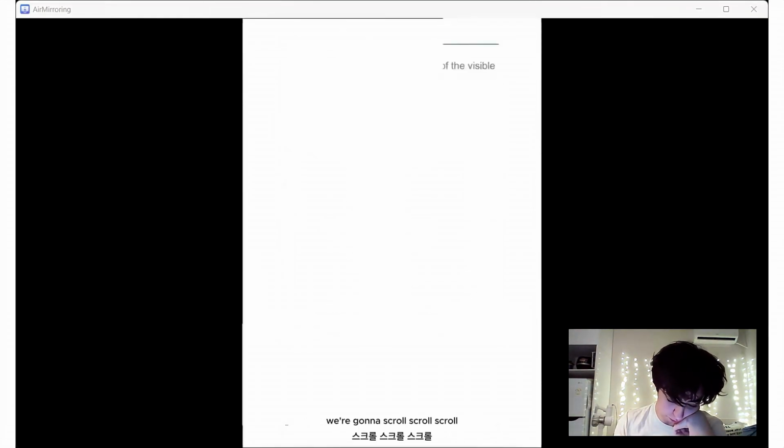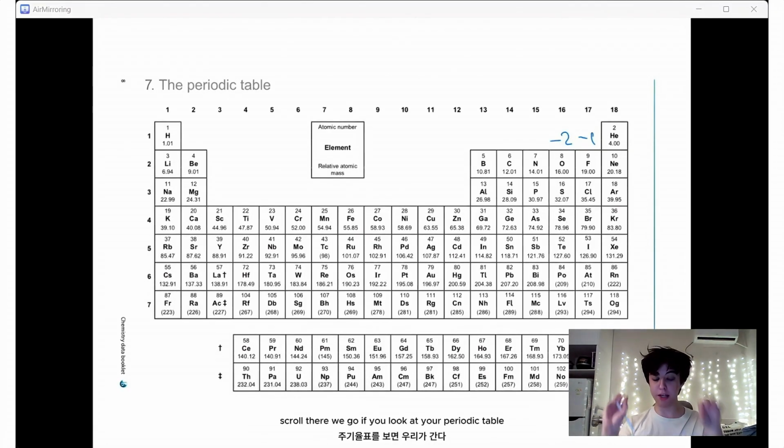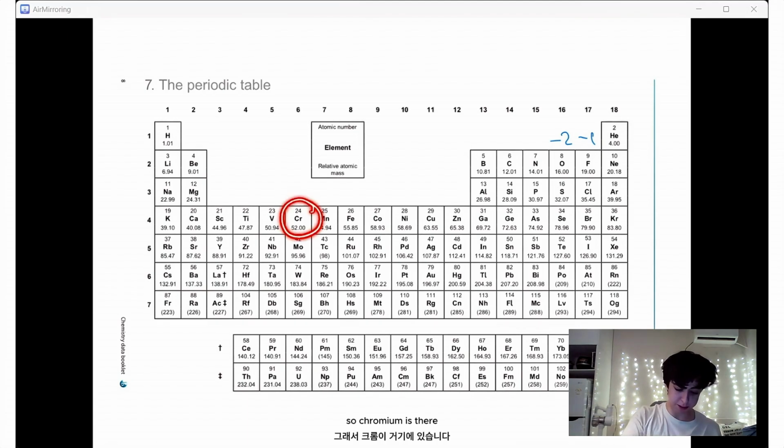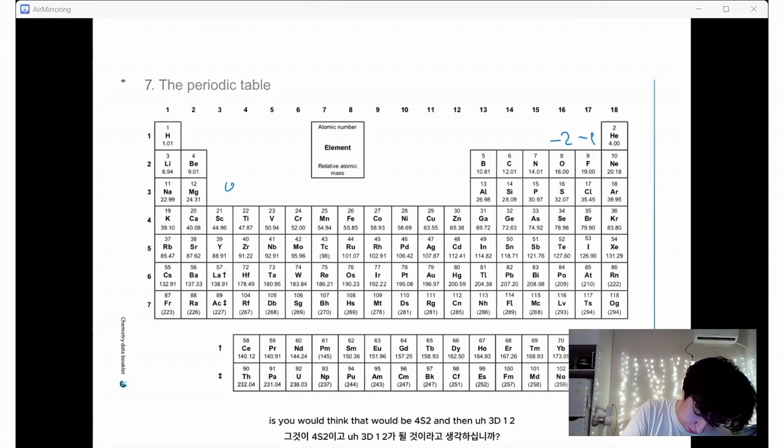We're going to scroll. There we go. If you look at your periodic table, so chromium is there. And so normally you want to think that it's electron configuration. We're going with the noble gas configuration because we're not going to write all of that. You would think that it would be 4s2 and then 3d, 1, 2, 3, 4.